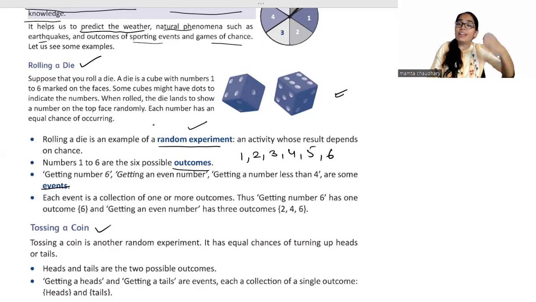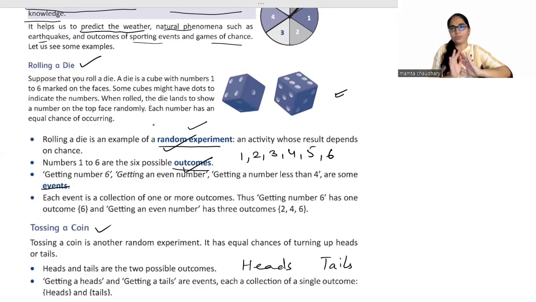Right? So these are what? These are basically outcomes. Similarly, if I am tossing a coin, what can come? Either head or tail. There is only and only two options. So if I'm tossing a coin, in that case, what will be the outcomes? Heads or tails. So these are the two outcomes. I hope you understood these two things. One is what is random experiment. Second, what is outcome.